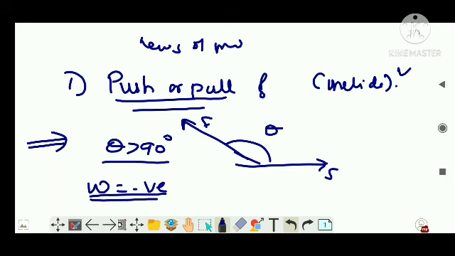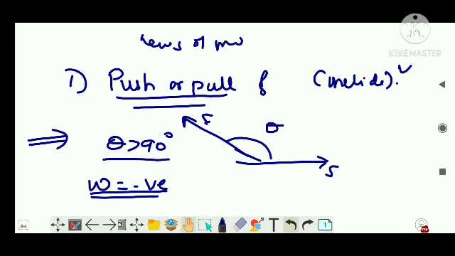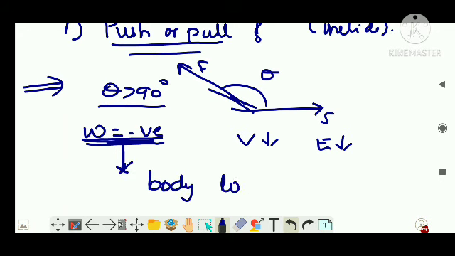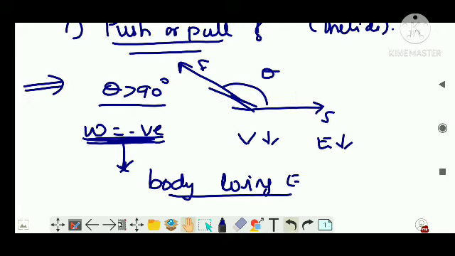If it is in this way, work is negative. That means if you are pulling the object in this direction, the displacement will be in the other direction. That means speed decreases, so energy decreases. So if you are told that you are doing negative work on a body, it means you are taking energy from that body, or the body is losing energy. If you are doing positive work, the body is gaining energy. It is a very important criterion. Keep that in mind. Clear?